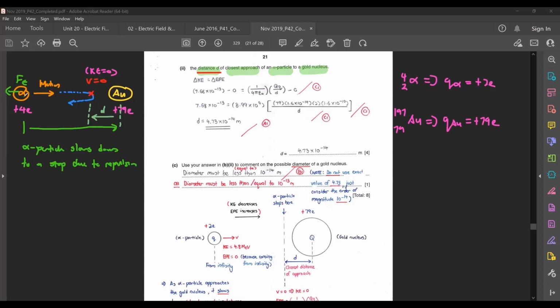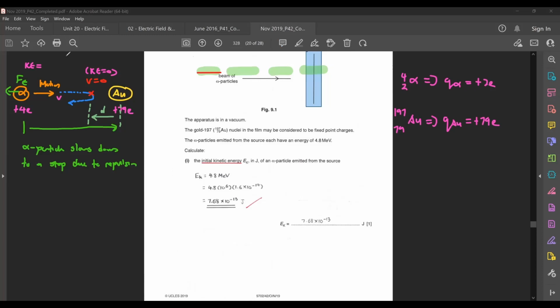Okay, now when your alpha particle is going towards the gold nucleus, it has a certain speed v, but that v we do not know, but instead we know what the kinetic energy is. The kinetic energy, we've already found it from the previous part of your question. That one is going to be 7.68 times 10 power minus 13 joules. This is the KE at the start. Your KE here is 7.68 times 10 power minus 13 joules. Okay, it will eventually drop to 0.